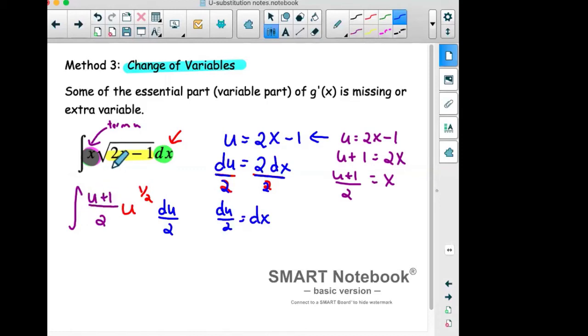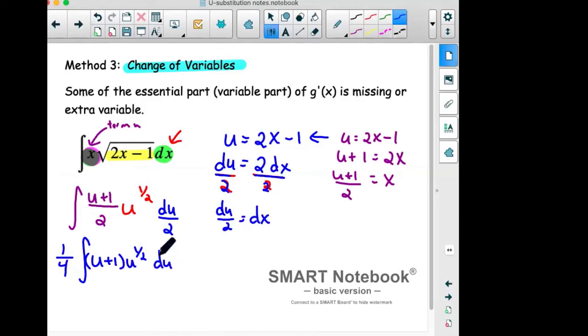First thing to clean this up is you want to factor out your constants. So I got a 1/2 and a 1/2 here. So I'm taking that out. That means I need to take out 1/4. So I have 1/4 taken out. That leaves me with u plus 1 times u to the 1/2 times du.